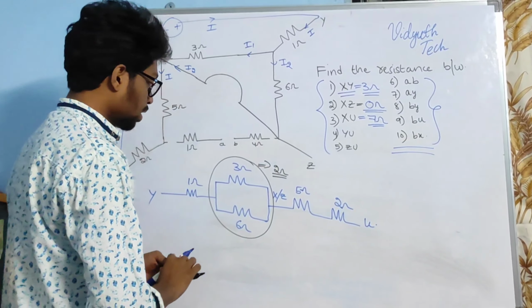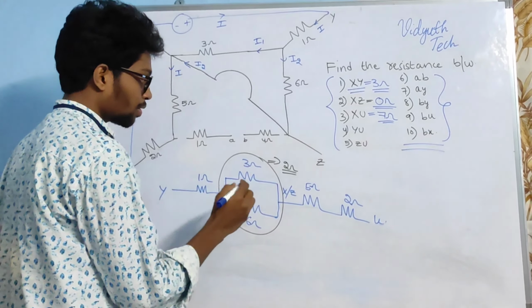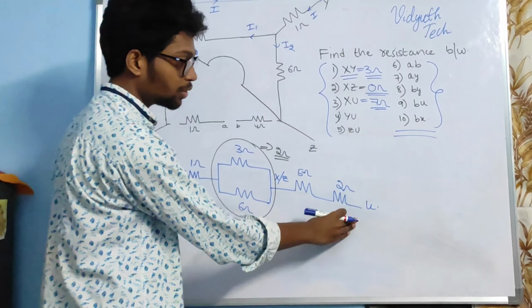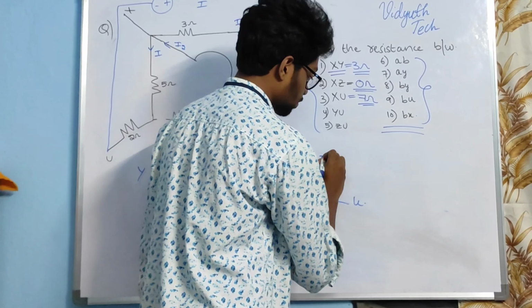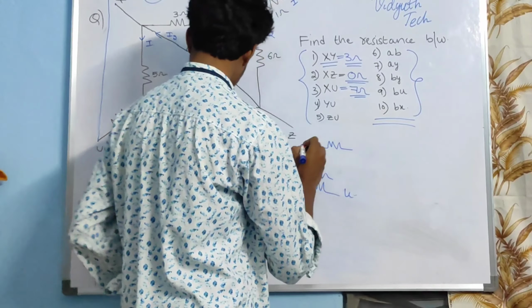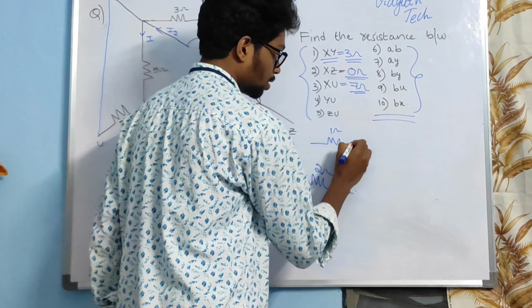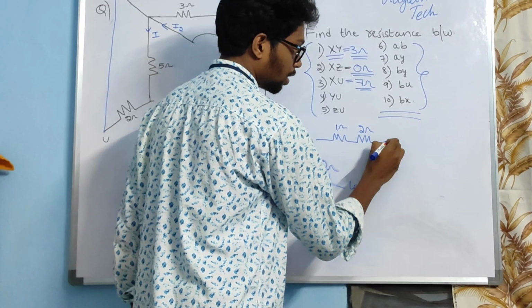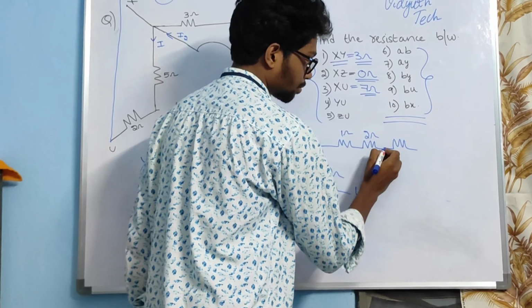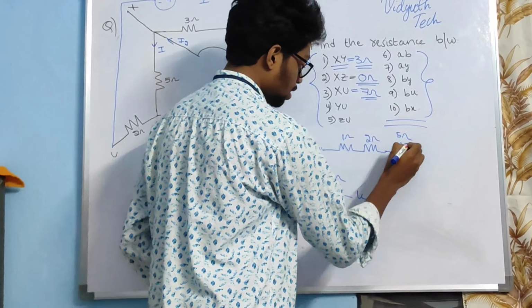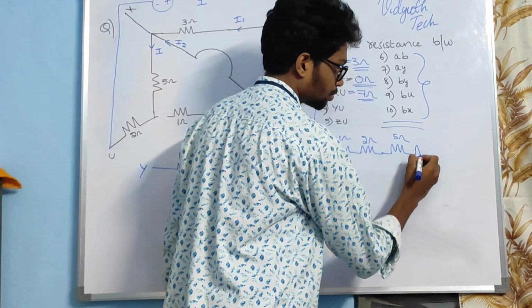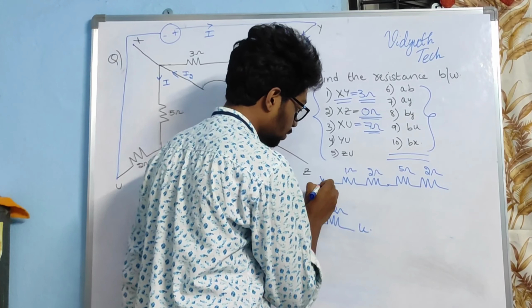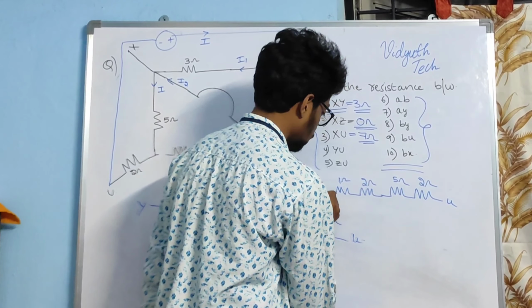So the equivalent circuit diagram will be 1 ohm in series with 2 ohms, in series with 5 ohms, in series with 2 ohms. This is 1 ohm, this is 2 ohms, this is 5 ohms, and this is 2 ohms. Y terminal and U terminal. So I am taking Y terminal over here and U terminal over here.